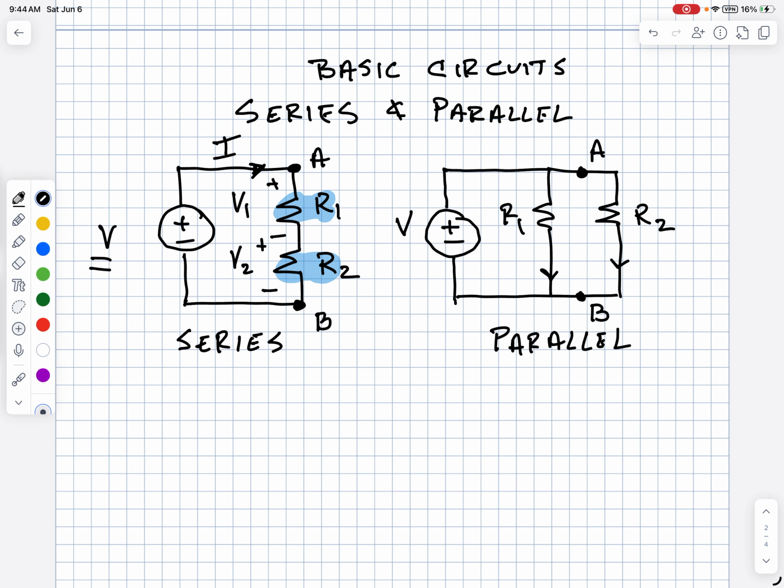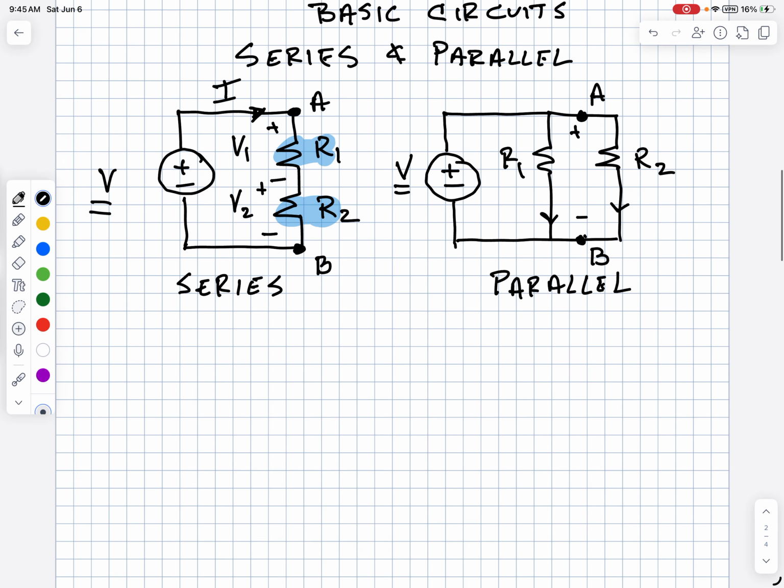What's different about parallel is it's the same voltage applied across both. So I have this voltage. If you make a loop here, we know that the voltage between A and B is V. So for parallel connections, it's the same voltage applied to each.